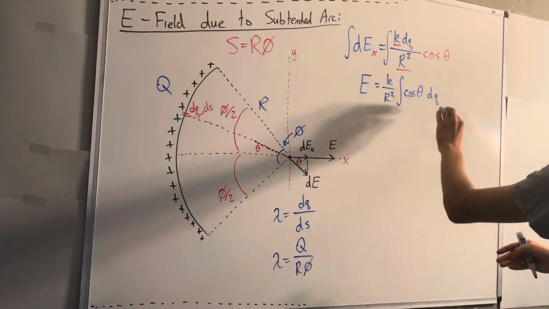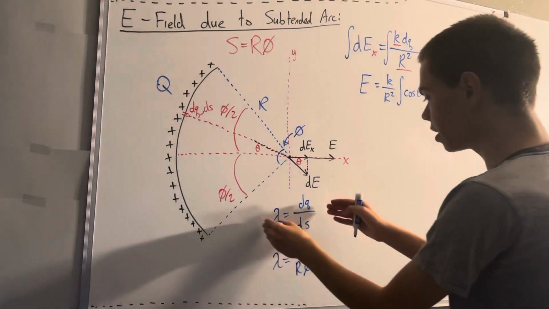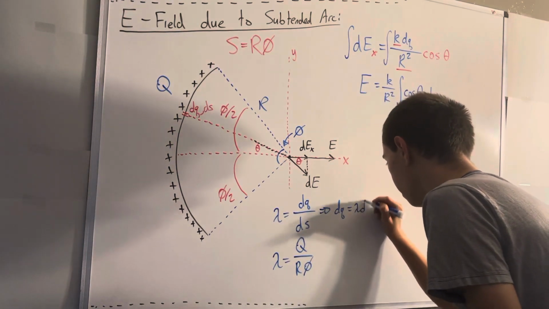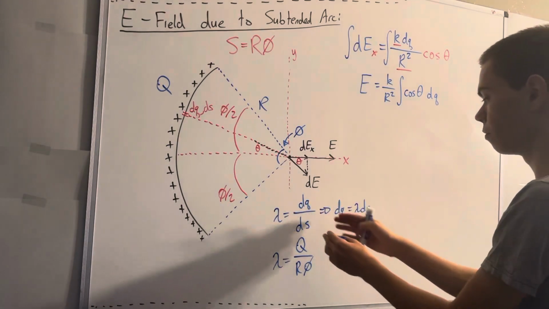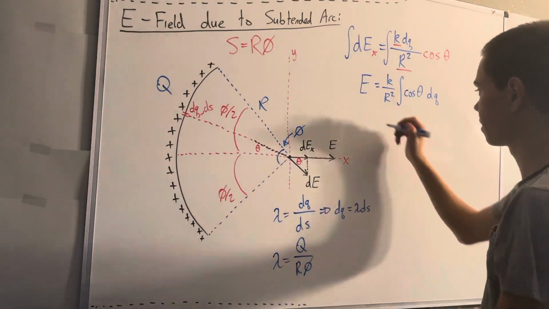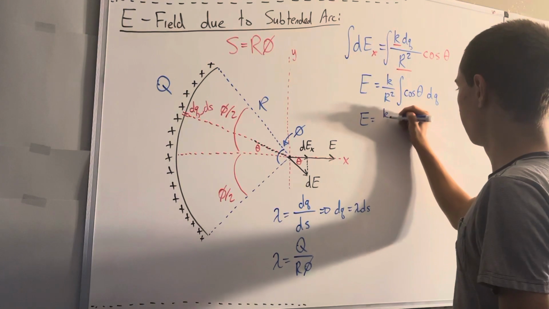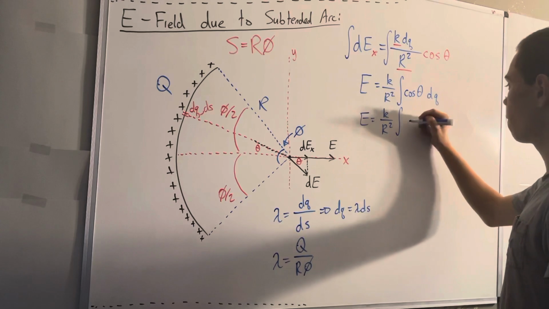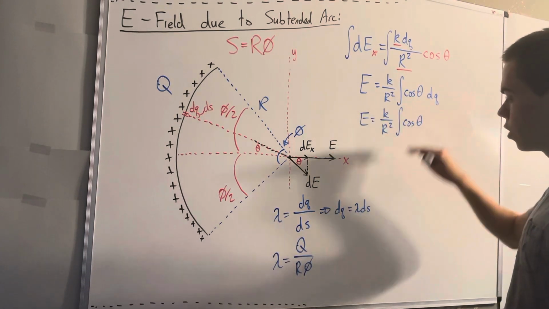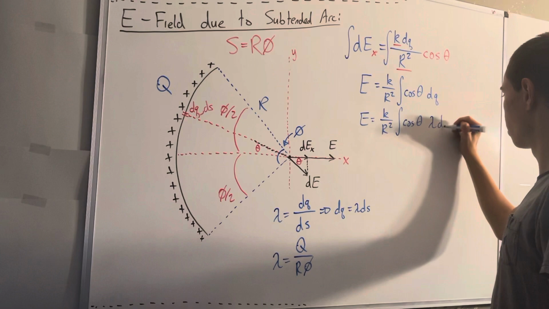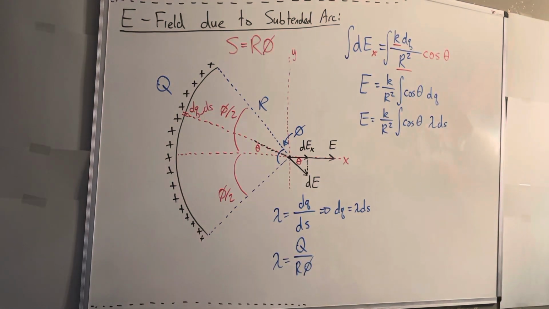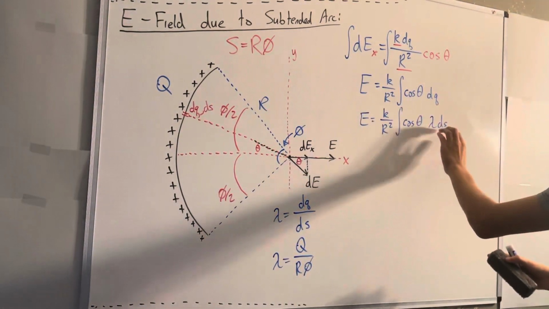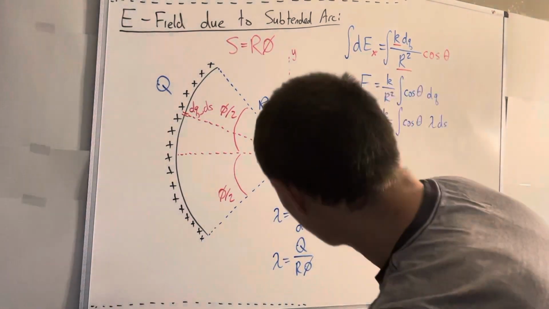But at this point, we're trying to substitute dq for something. If we solve for dq in this equation, we get dq is equal to lambda ds. So we're substituting dq for lambda ds. So what we get is E equals k over capital R squared times the integral. We still have cosine theta, but dq is lambda ds. I'm pretty sure you understand that to go from dq to lambda ds, you just solve for dq.